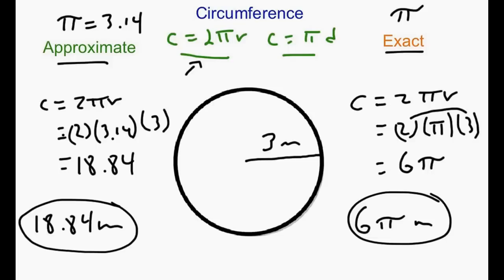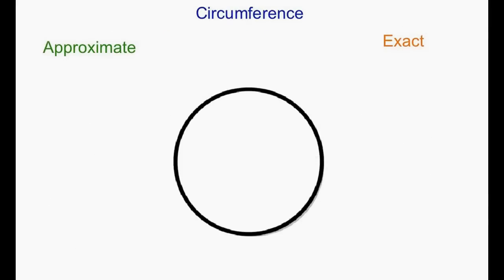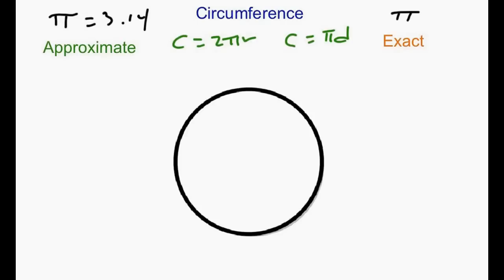And I know that's going to seem weird to a lot of you because you want to do something with that pi symbol, but if I really want the exact answer, I have to leave the pi symbol as is. Alright, once again, we have our formulas. C equals 2 pi r, or C equals pi times diameter, depending on what we're given. We remember that we're using 3.14 for pi for the approximate, and we're just using the pi symbol for the exact.